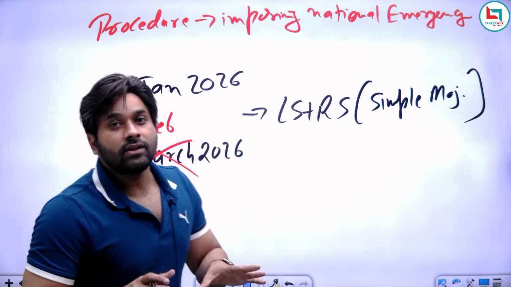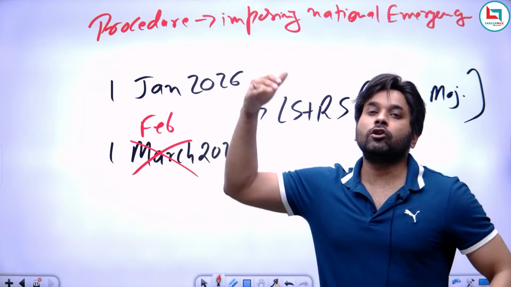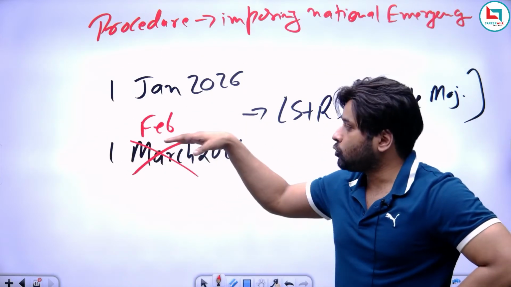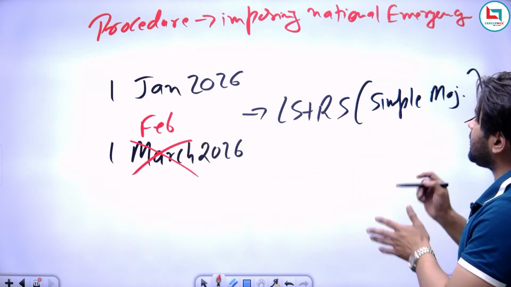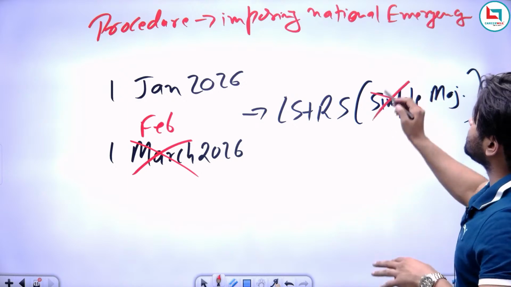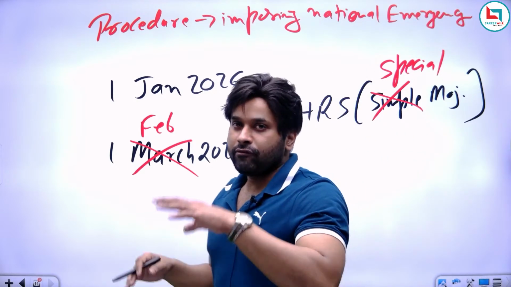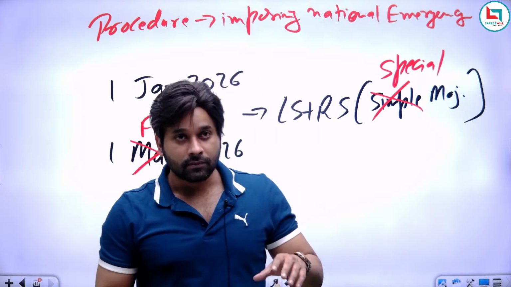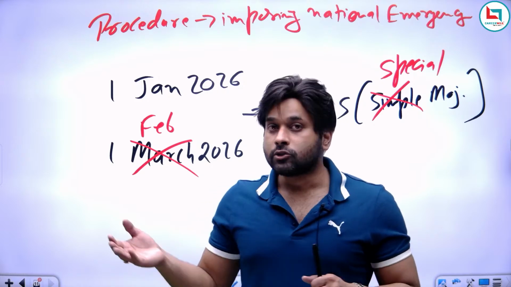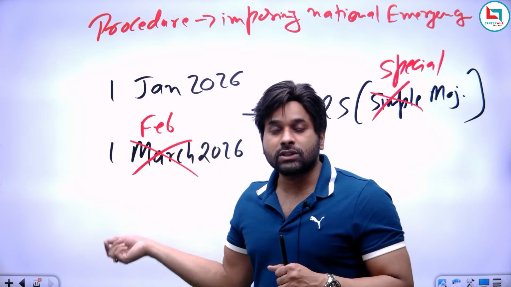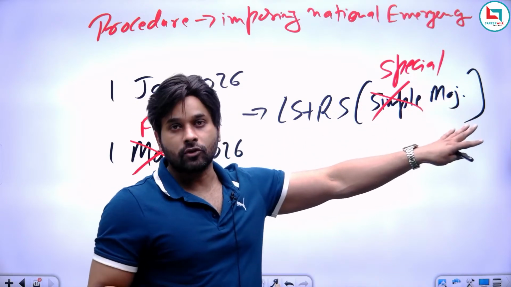Yes, during the Indira Gandhi government, it was 2 months. But it was by the 44th Amendment Act that the 2 months were reduced to 1 month. And earlier it was simple majority. It was by the 44th Amendment Act that the simple majority was replaced with special majority. So at present, to approve the national emergency, it is 1 month. Earlier it was 2 months. Now it is 1 month. So within 1 month, the Lok Sabha and Rajya Sabha both should approve national emergency by special majority. Earlier it was simple majority.